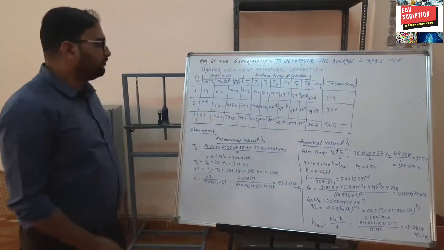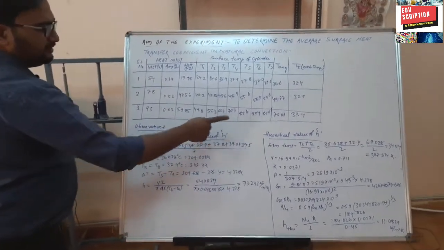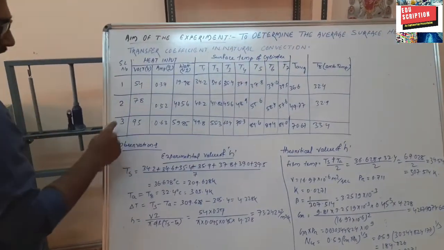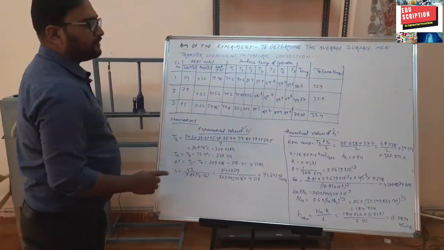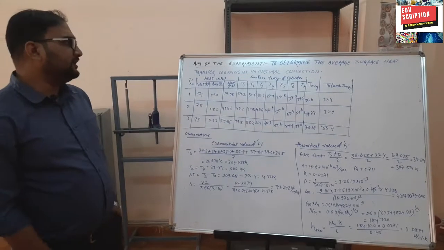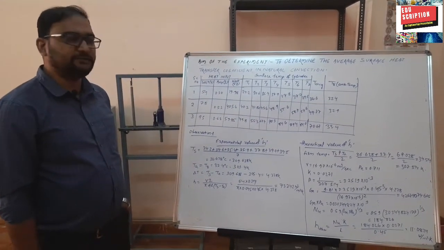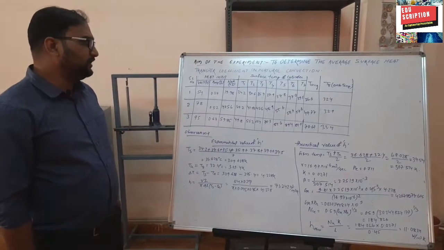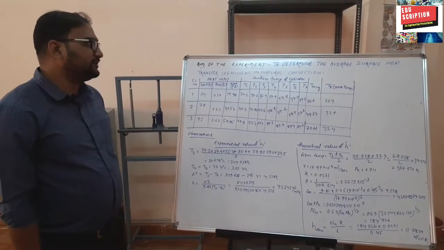Likewise we will find the experimental value as well as the theoretical value for observation 2 and then observation 3. So this is the way to find the average surface heat transfer coefficient for the natural convection mode of heat transfer at different power inputs. So this is all about this experiment.